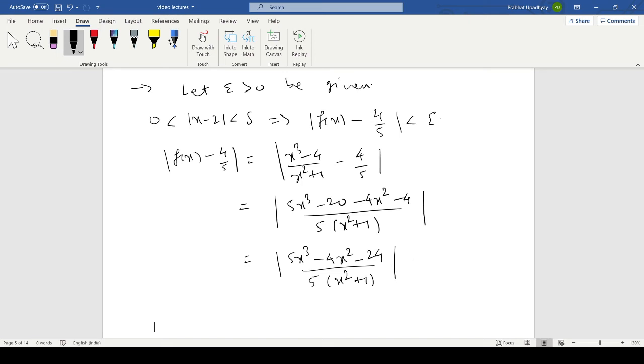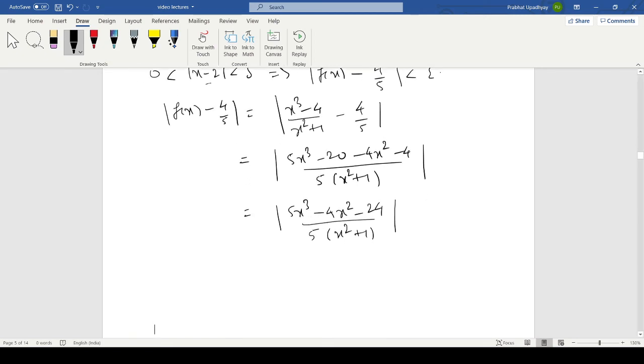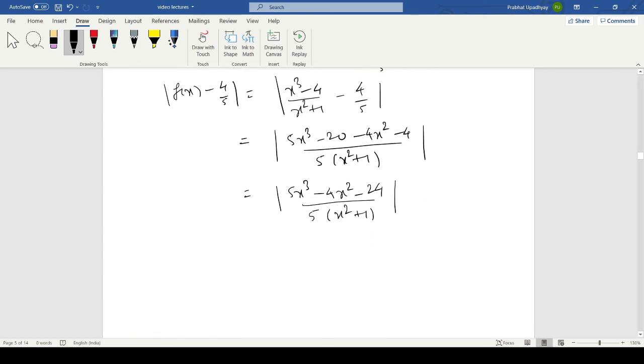Now, since I want a condition on mod x minus 2, I should have some factor of x minus 2 in the numerator. So what I'll do is divide this polynomial 5x cube minus 4x square minus 24 by x minus 2. If I do that, let's see what we get. So this factor should be 5x square, and if I multiply 5x square by x, I'll have 5x cube minus 10x square.